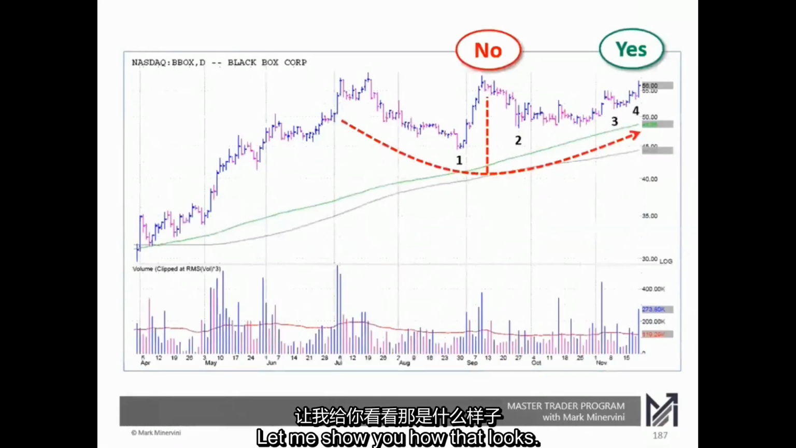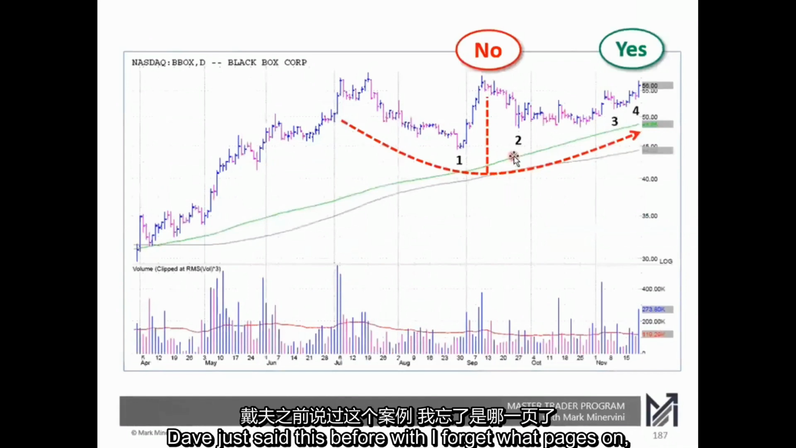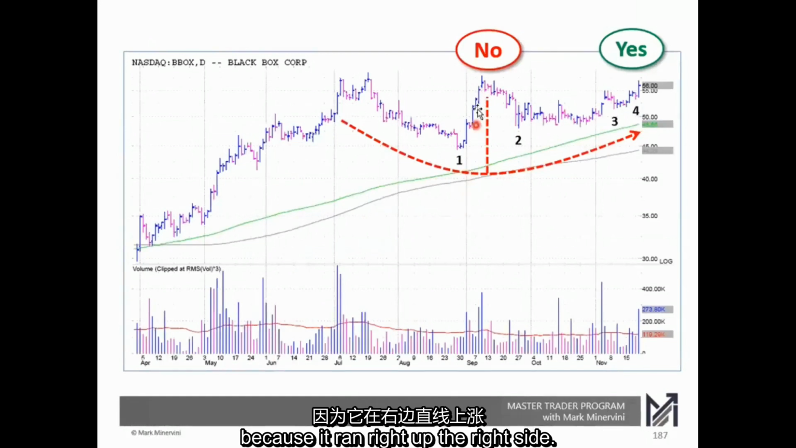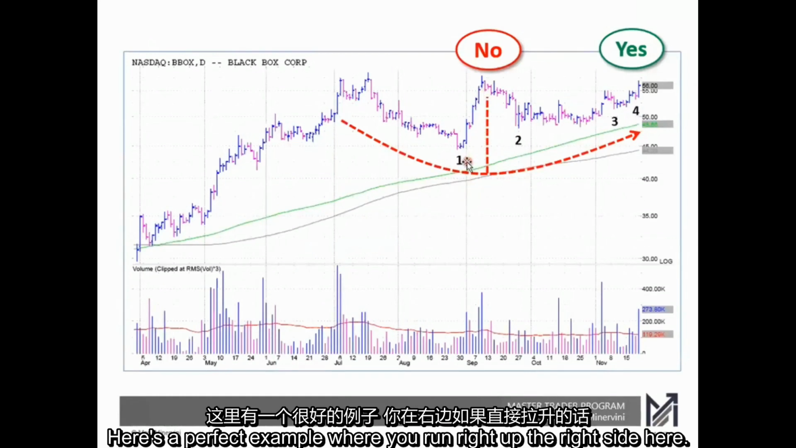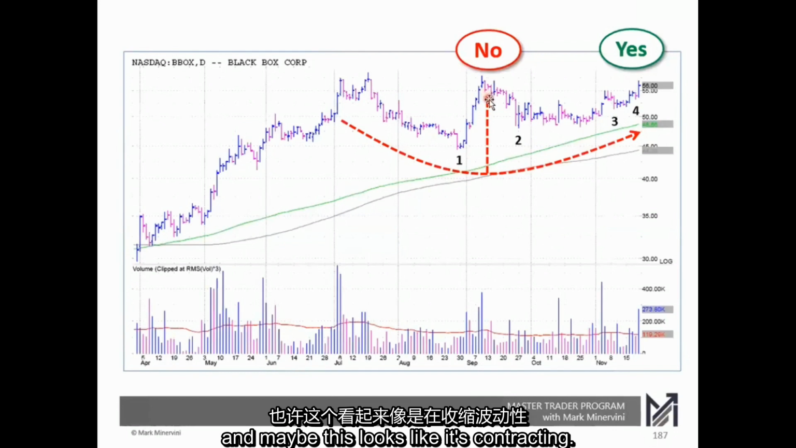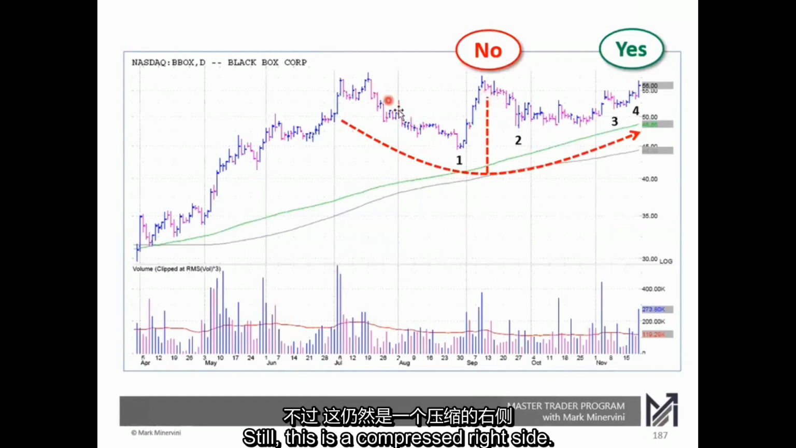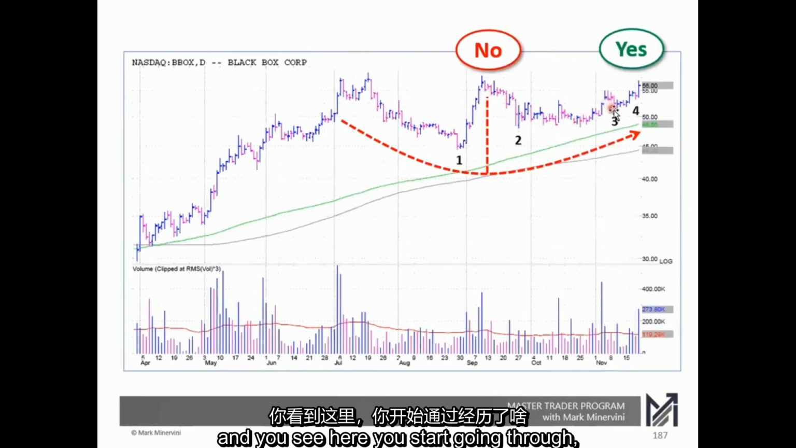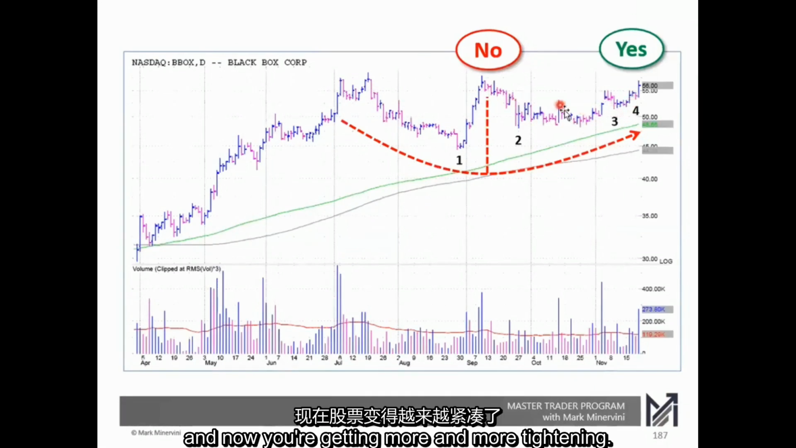Let me show you how that looks. And Dave just said this before, I forget what page it's on, but the stock that ran up the right side, he said that's not ready there because it ran right up the right side. Here's a perfect example where you run right up the right side here. And even though this comes back and maybe looks like it's contracting, this is a compressed right side. It hasn't had the time to go through. And you see here, you start going through and now you're getting more and more tightenings.